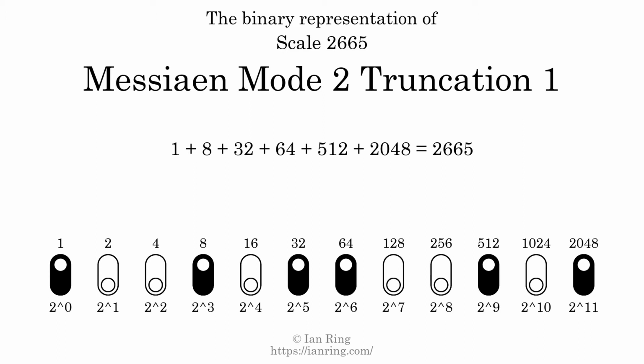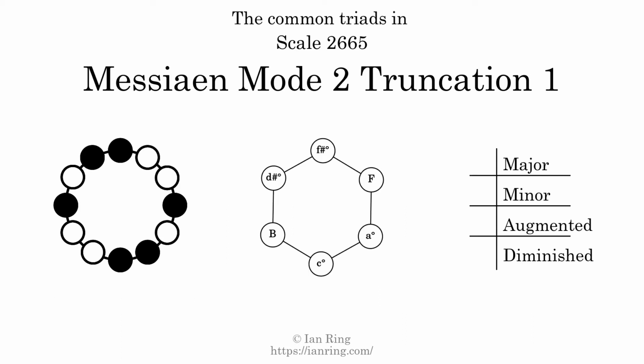2665. The scale number not only enumerates the scale with a unique index, but it also literally describes the tonal content of the scale. Represented as a binary number in base 2, the scale number is 101001101001. Here are the common triads present in this scale.